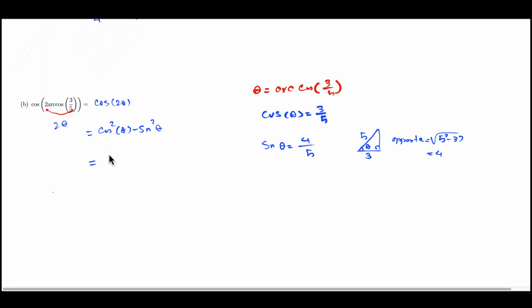Now go back in here and put in 3/5 to the power 2 minus 4/5 to the power 2, and that is 9 over 25 minus 16 over 25, and that is minus 7 over 25.